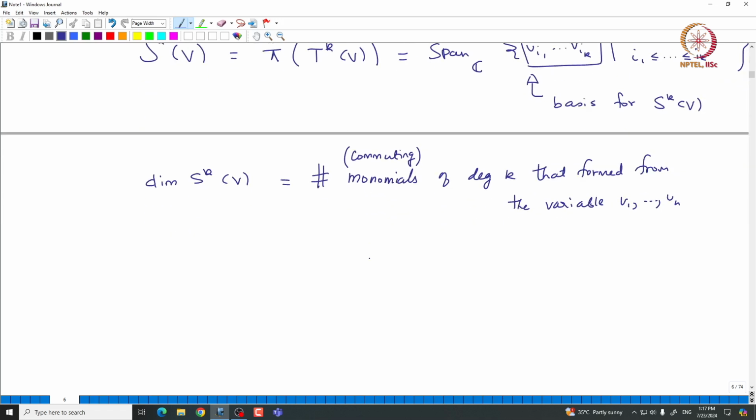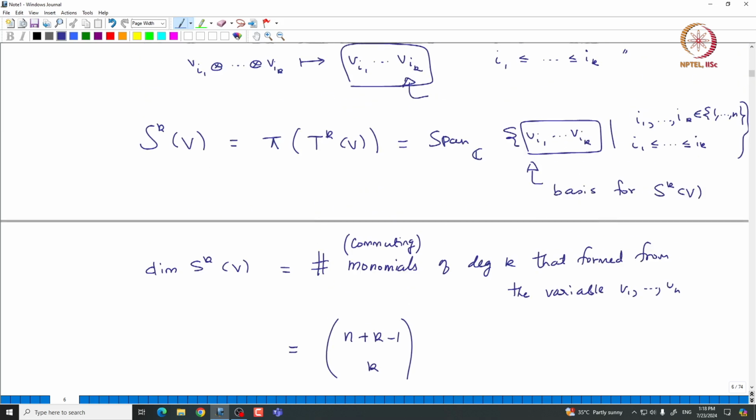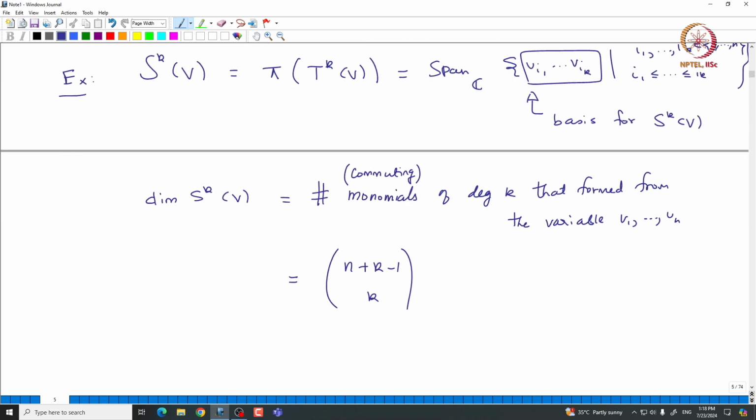Okay. So, that means this is exactly, if you think about it, the coefficient of this multinomial coefficient. So, this is exactly n plus k minus 1 choose k. Okay. So, I will leave it to you to check that this forms a basis and the dimension of this is exactly n plus k minus 1 choose k.